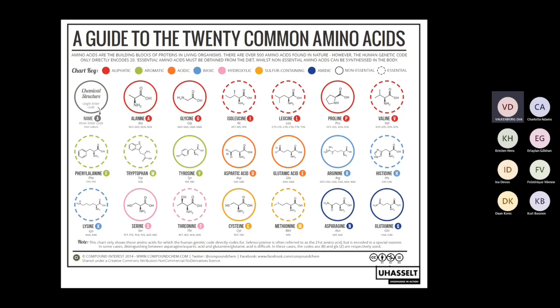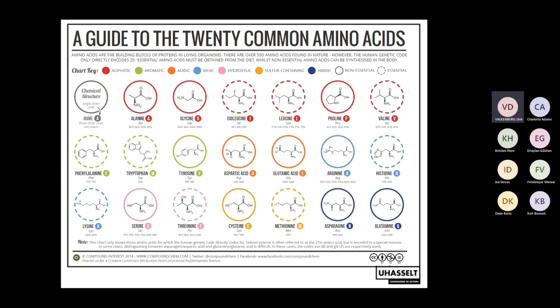We can group them based on some characteristic. We have aliphatic amino acids, aromatic amino acids, acidic, basic, hydroxylic, sulfur-containing, only 2 sulfur-containing amino acids, methionine and cysteine here. Amidic amino acids. We have non-essential amino acids, that means our body is capable of making that amino acid itself. And we have essential amino acids, and that means that we need to eat them.